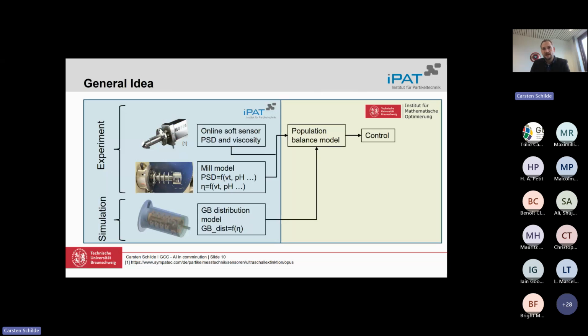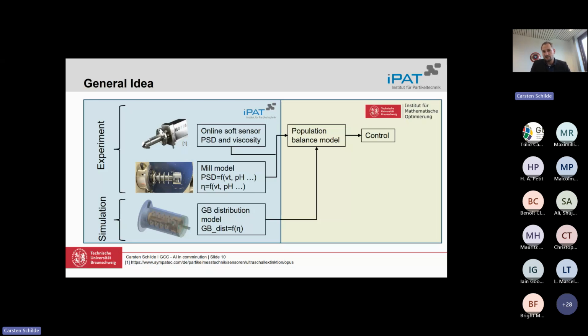We need a certain kind of model which needs to be adapted through simulations, these mechanistic models working with real stress energy distributions, for example. And on the other hand, we need from the experiments also our online sensors, at least soft sensors, which give us with a very high resolution our particle size distribution as well as our viscosity, and at least a medium particle size.